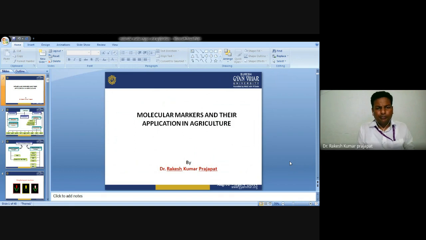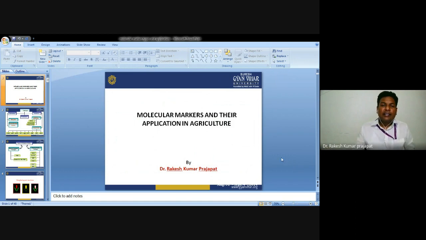Molecular means it may be DNA, RNA molecules, different biomolecules. We are using them as a marker. Marker means we have to mark something or tag something to identify it. So that is the molecular marker.